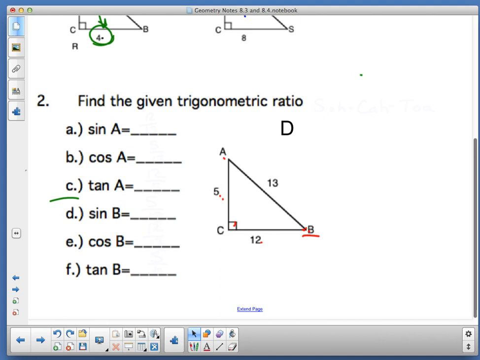Okay. Remember, what do you do before you go swimming? You soak a toa. Sine, opposite over hypotenuse. Cosine, adjacent over hypotenuse. Tangent, opposite over adjacent.